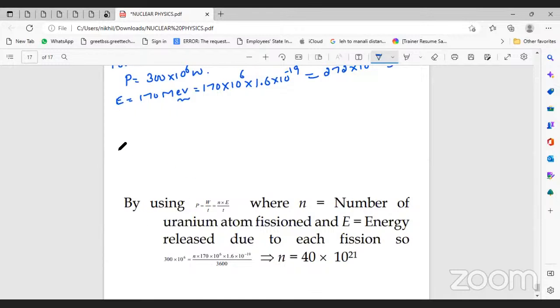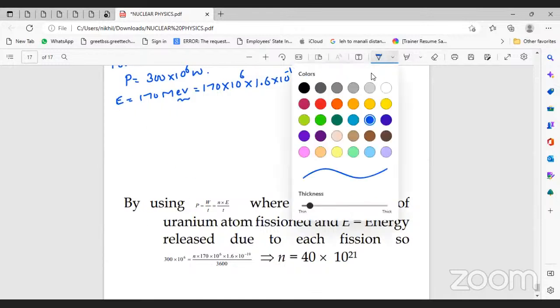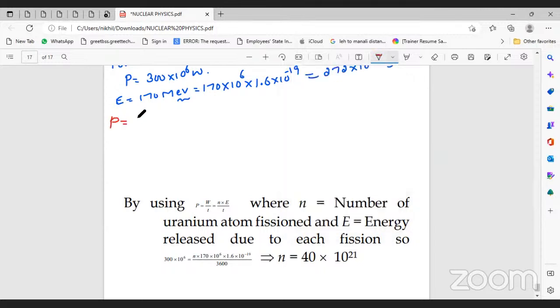You know the power is given by the formula energy by time. Power is nothing but energy by time. If there are n number of atoms of fission, then power is n into E by T. And they're asking you to find the number of fission only. So the number of fission is given by the formula power into time divided by the energy.